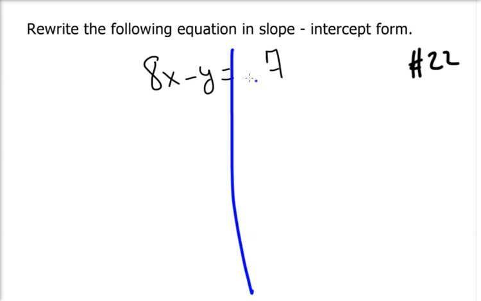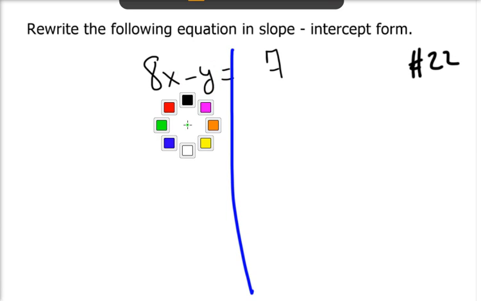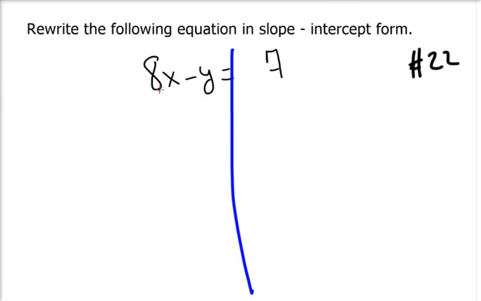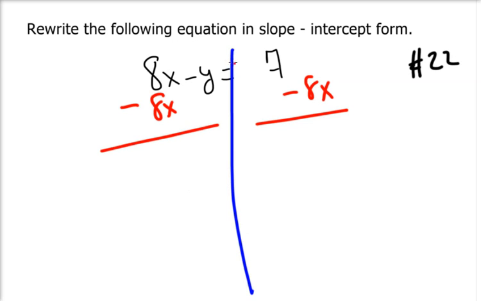Okay, for number 22, I went ahead and made a line down the middle. So we're going to rewrite the equation in slope-intercept form. So we're going to solve for y. So the first thing we're going to do is get rid of the 8x on the left. So I'm going to subtract 8x from the left and 8x on the right because I'm solving for just y. So this positive 8x minus 8x is 0.